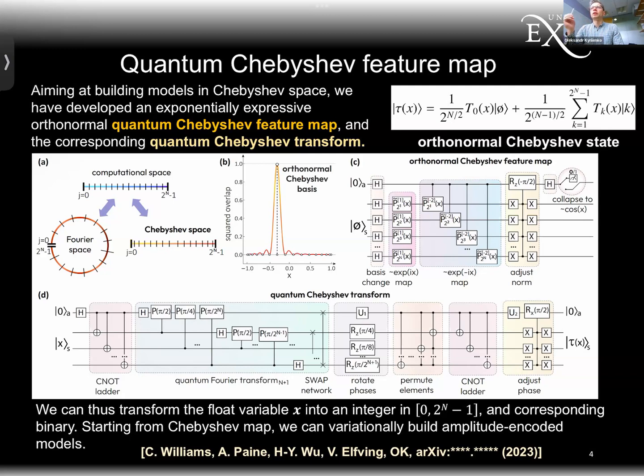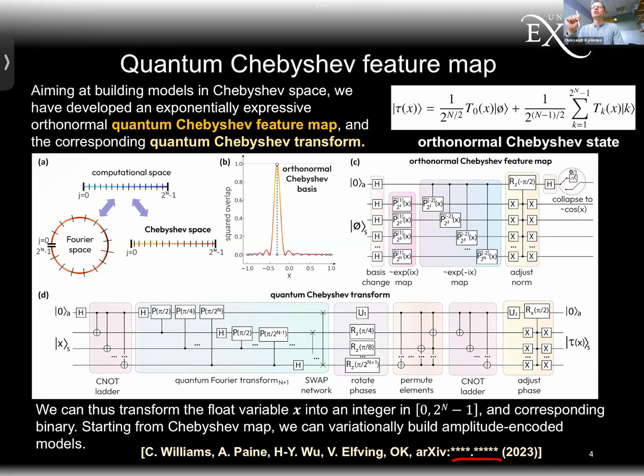So this work just appeared today in the morning on arXiv. I didn't have time to add the identifier, but you could figure it out. So in this work, we proposed a new type of feature map that maps your data into an exponentially large space of Chebyshev polynomials.